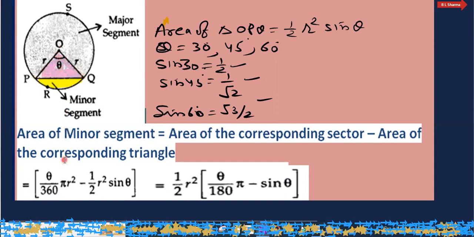So area of sector of the circle we know pi r square theta upon 360, हम डिस्कस कर चुके हैं, and area of this triangle is 1/2 r squared sin theta, हम यहाँ डिस्कस कर चुके हैं। आप इसको सबट्रैक्ट करिए और this is the formula: pi r squared theta upon 360 minus 1/2 r squared sin theta. This is the formula to get the area of a segment of a circle.